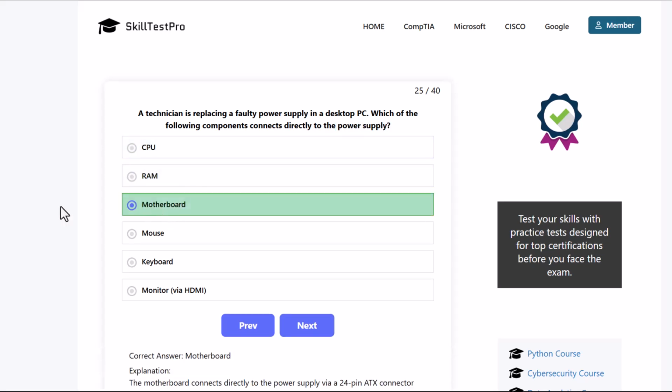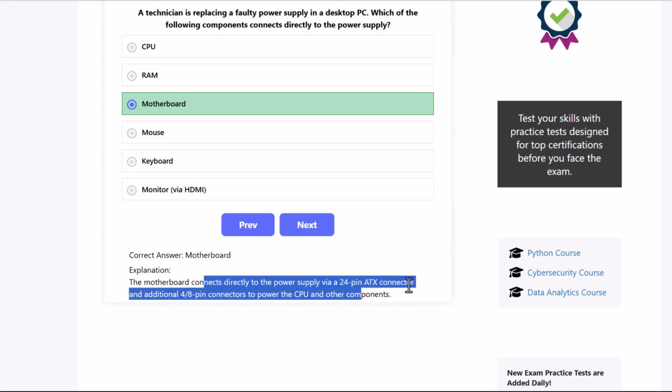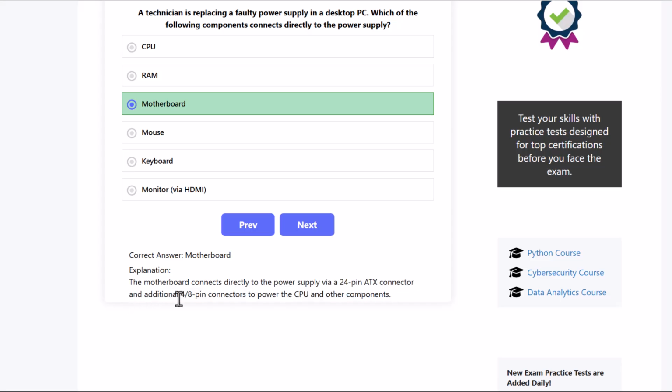There are older motherboards and newer motherboards. Older motherboards used to have a 20 pin connector, and the latest motherboards have 24 pin ATX connectors. The motherboard connects directly to a power supply via a 24 pin ATX connector and additional 8 pin connectors to power the CPU and other components.